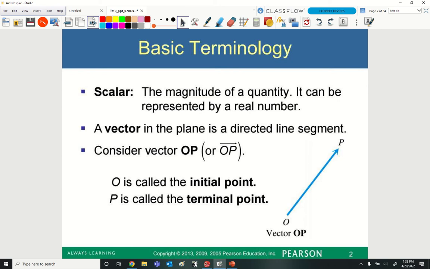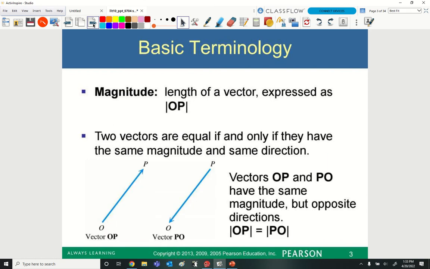Anyway, so the terminal point is the endpoint. Okay, magnitude is the length of a vector, expressed with those bars around OP, and it means that it starts at O, goes to P, and that's the length of the vector. Two vectors are equal if and only if they have the same magnitude and same direction. In this one right here, we have OP going up and to the right, where PO is going down and to the left, right? Are they the same? No. Vectors OP and PO have the same magnitude but opposite directions.